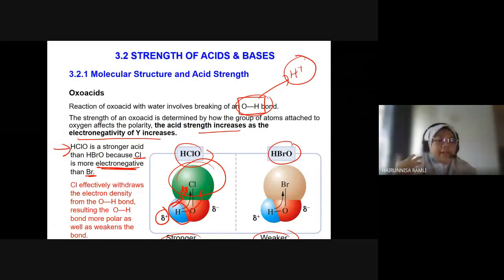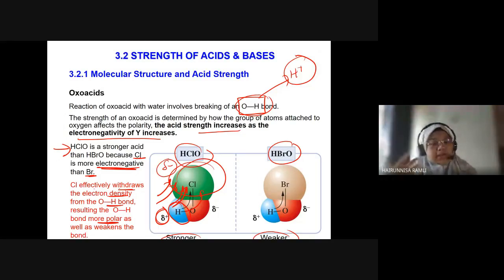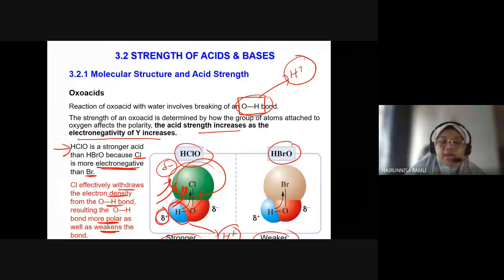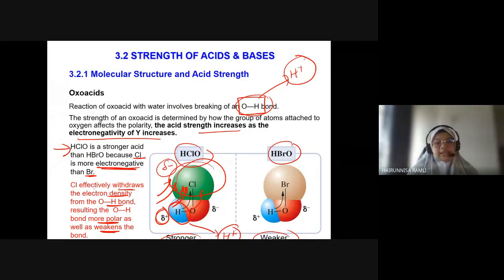So that's why dia kata Cl effectively withdraw the electron density from the OH bond. Dia tertarik ke sini, dia tertarik lagi. Okay, so resulting the bond more polar. Kenapa bond polar? Sebab dia obviously negative ni obviously positive. So lebih sangat-sangat polar lah. Okay, so as well as weakens the bond. You jangan confuse eh. So benda ni dia jadi contradict lah. So dia akan jadi more polar, dia inversely proportional eh. Kita imagine macam tu. So more polar, bond tu akan jadi weak. So bila bond tu weak, so dia akan mudah untuk keluar hasilkan H+. That's why the stronger the acid.